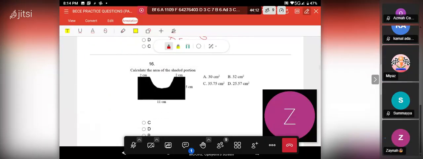Calculate the area of the shaded portion. Now, if you look at something like this, it is somehow ambiguous, but we can break it down in a way that we will get the area. If this part that is cut off is called a semicircle, right?